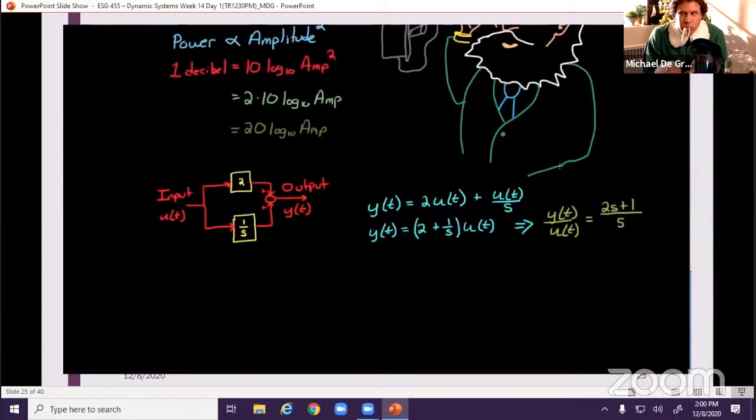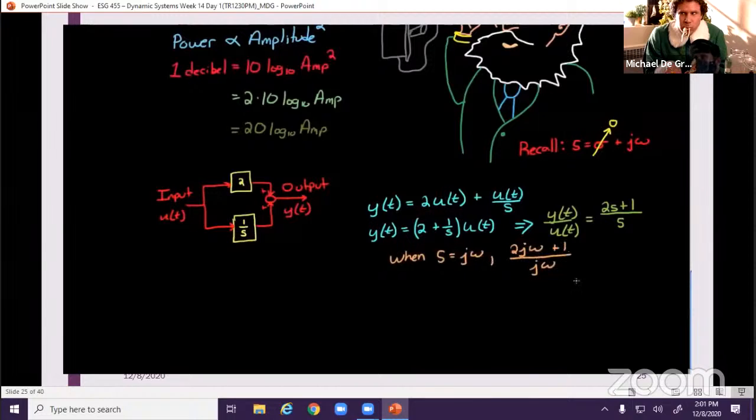Recall that the Laplace transform s is a complex variable, sigma plus j omega. However, when we're talking about frequency response of a system, we are talking about the steady state response. That is, once all the transients have died out, or in other words, when the exponential term sigma is 0. So for steady state behavior, s just becomes j omega. Steady state phase and gain can be calculated directly from a transfer function by setting s to j omega. That makes the transfer function become 2 plus 1 over omega j, where 2 is the real component and 1 over omega is the imaginary component.